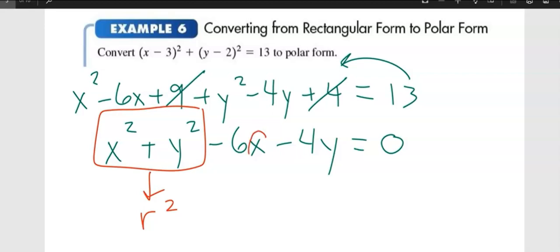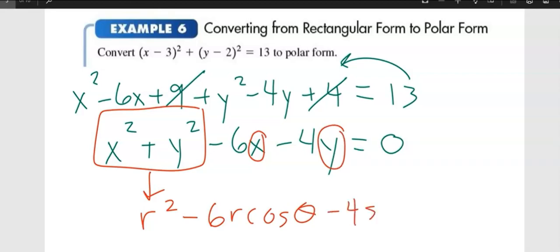Okay, now what are you going to replace that x with? R cosine theta. Because that would be y.